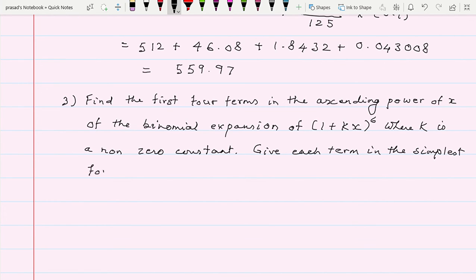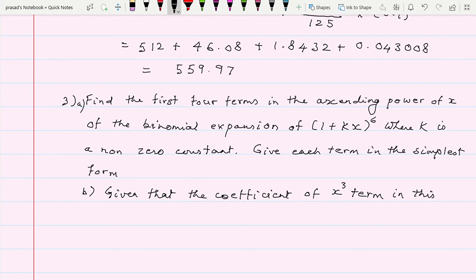So this is the part A of the question. And part B, given that the coefficient of x cube term in this expansion is 10,240, find the value of k. So let us come to part A.